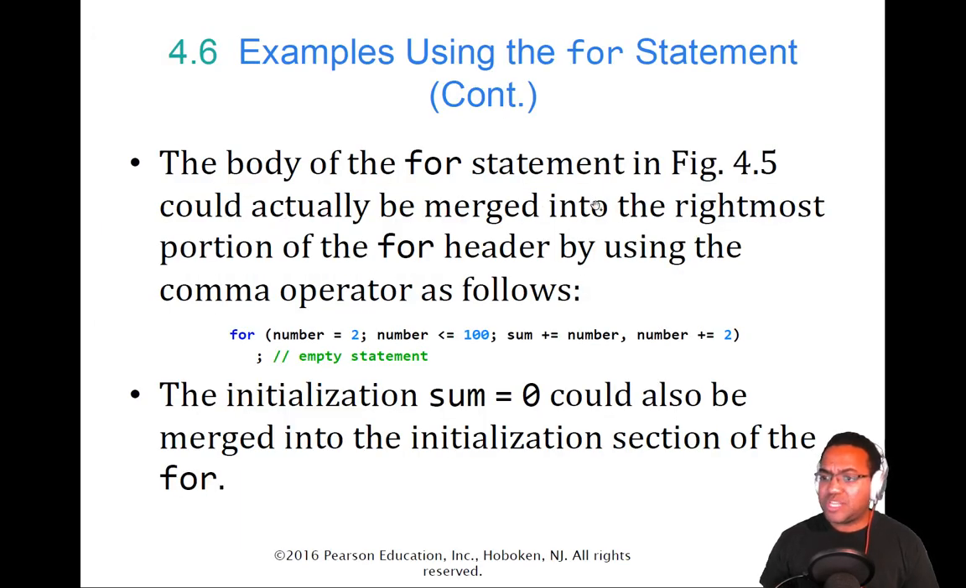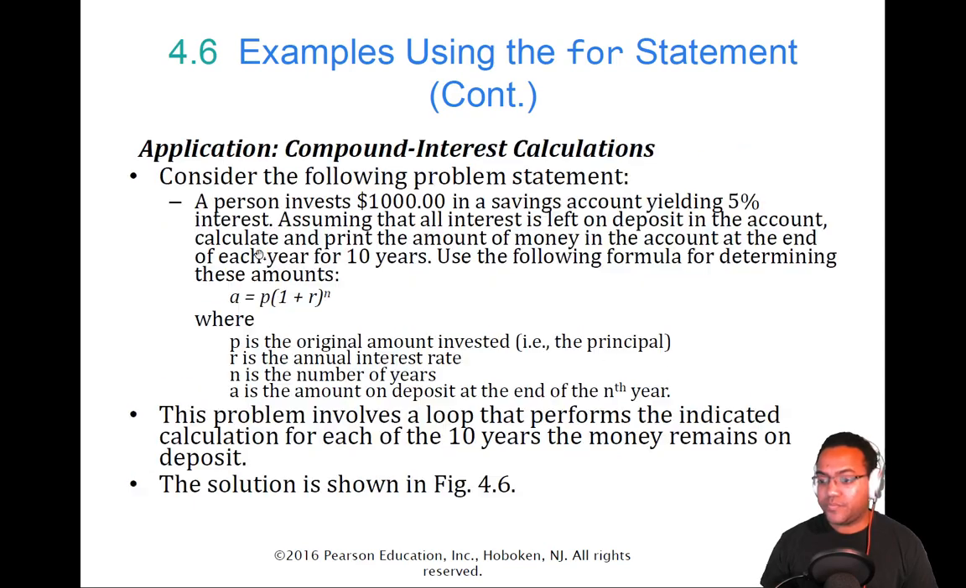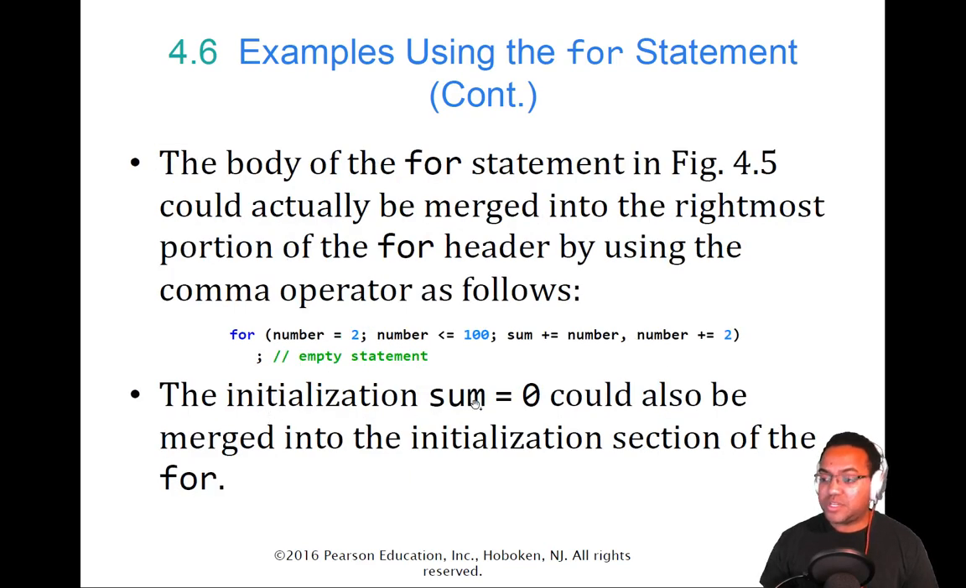The body of the for statement in figure 4.5 could actually be merged into the rightmost portion of the for header by using the comma operator as follows. And there you go. The initialization sum equals 0 could also be merged into the initialization section at the top here, as you saw I tried to do and failed miserably.